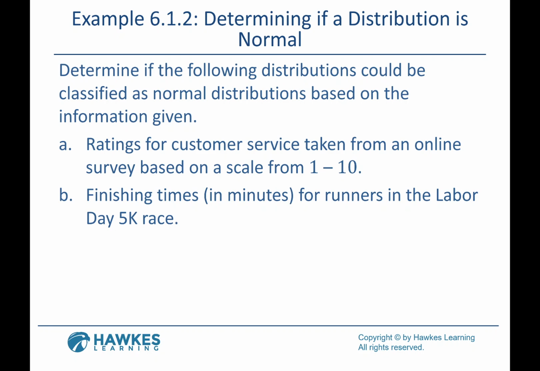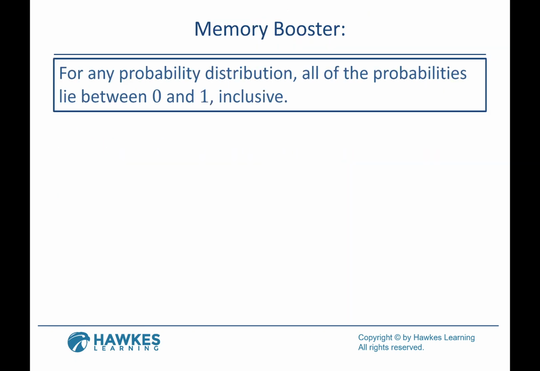So one other little memory booster here, getting us ready for the next section. We already mentioned it, and that's why it's a memory booster. We're saying it again. Okay. If we have a probability distribution, any probability we come up with has to be between 0 and 1. It can be 0 if something's impossible. That's 0. It can be 1 if something's absolute certainty. That's 1. It's got to be somewhere in between there.